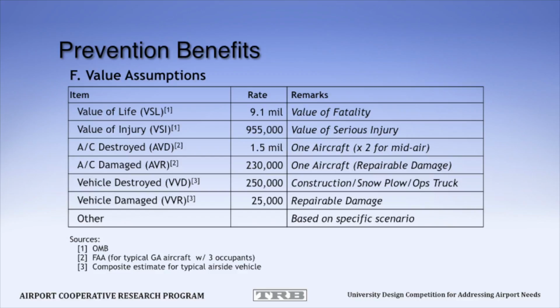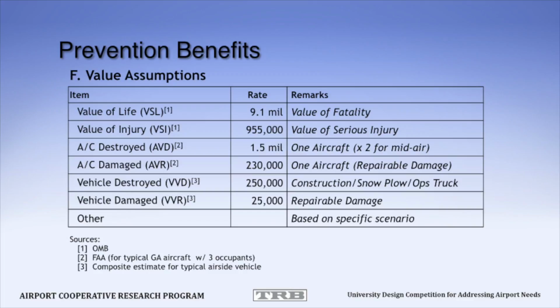The value of an injury is about 10% of that, so about $955,000 per person for the value of a serious injury. An aircraft destroyed or damaged also has a value that you can add to the equation. In the example, we used 1.5 million, which is an FAA average for the fleet. Now remember, if you're preventing an air-to-air or a mid-air collision, that's times 2. For the aircraft damaged, about $230,000 to repair an aircraft that has serious damage.